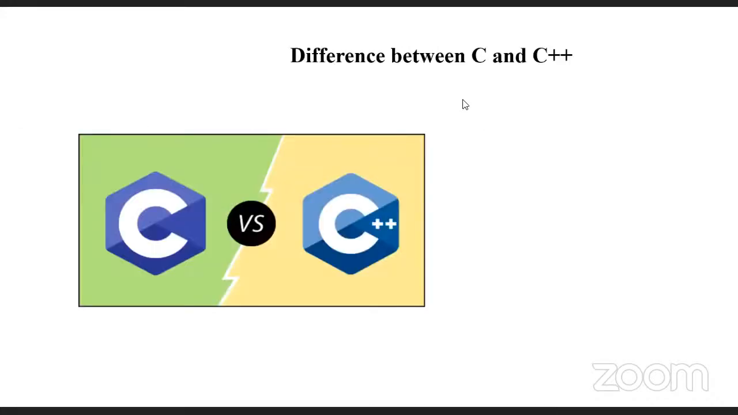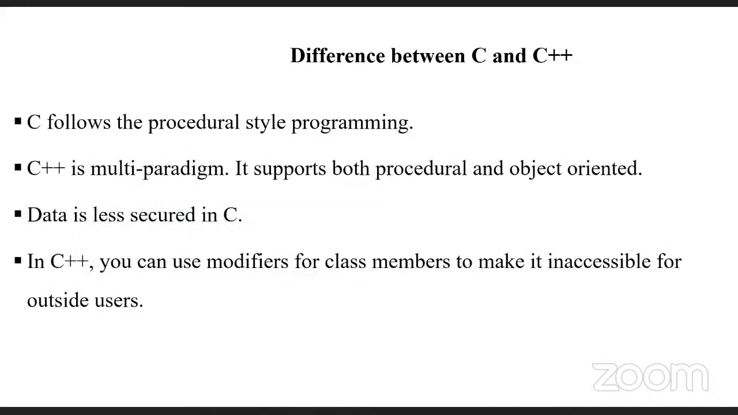So next, what is the difference between C and C++? Since I am saying C++ is object oriented, what is the main difference between C and C++? The next agenda is the difference between C and C++. C follows procedure style programming. I told you C is a procedural language, but C++ supports both procedural and object oriented. Object oriented is nothing but everything is considered as an object.